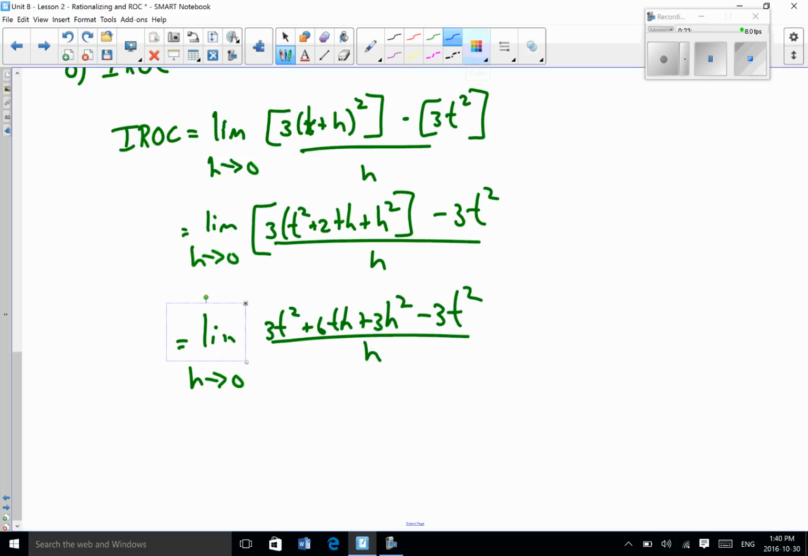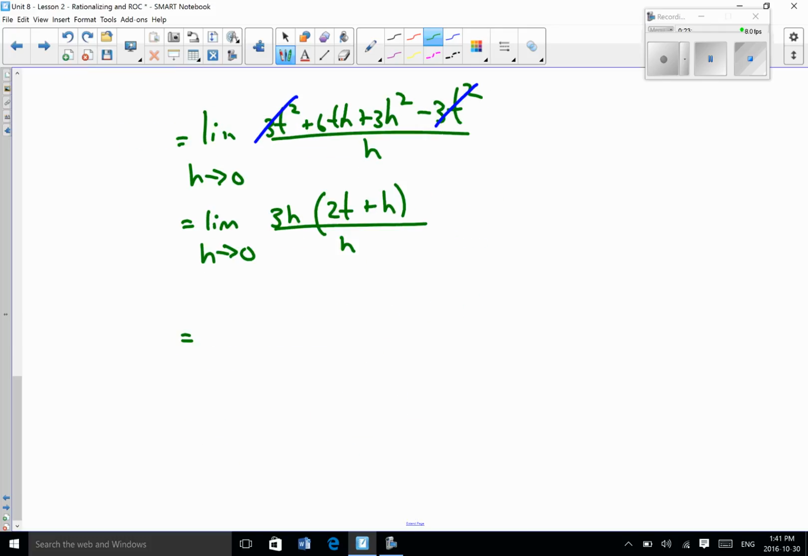We know those 3t squared should cancel out. We're left with just the h parts, which we can common factor. So if we take out a 3h, we'll be left with 2t plus h all over h. And we know the h's can cancel, so we'll be left with the limit as h approaches 0 of 3 bracket 2t plus h.